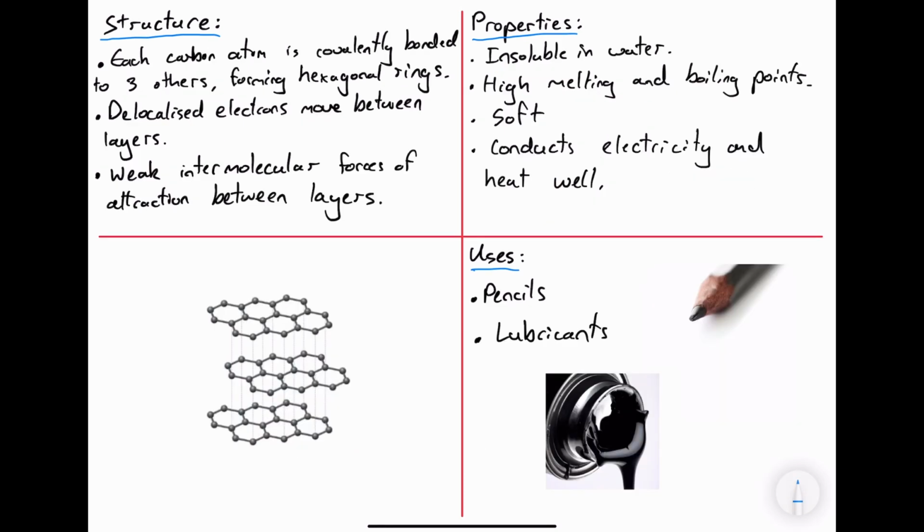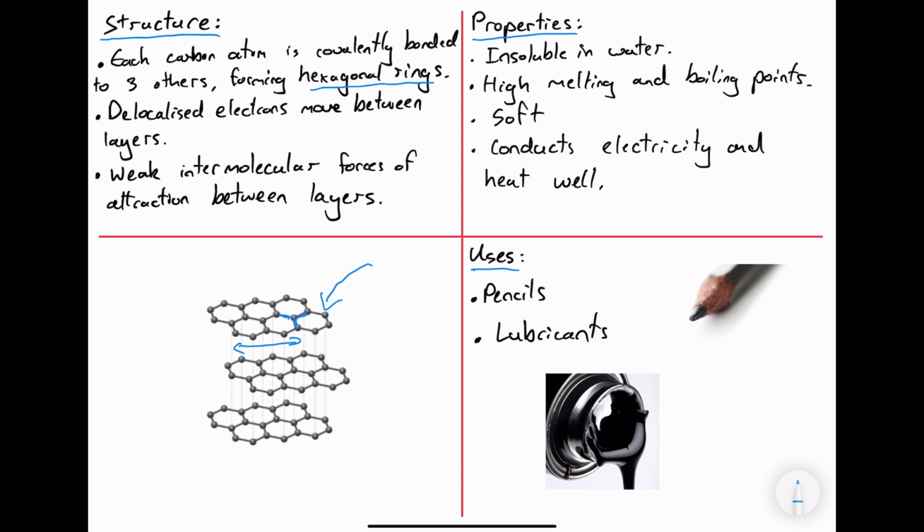The next giant covalent structure we're going to talk about is graphite. Now in graphite, each carbon atom is covalently bonded to 3 others, forming hexagonal rings, as you can see here. Delocalized electrons are free to move between the layers. Now these delocalized electrons happen because in each carbon atom there's 4 electrons in the outer shell. 3 of them will form covalent bonds with other carbon atoms around, but 1 electron will become delocalized and will be able to travel freely between the layers.